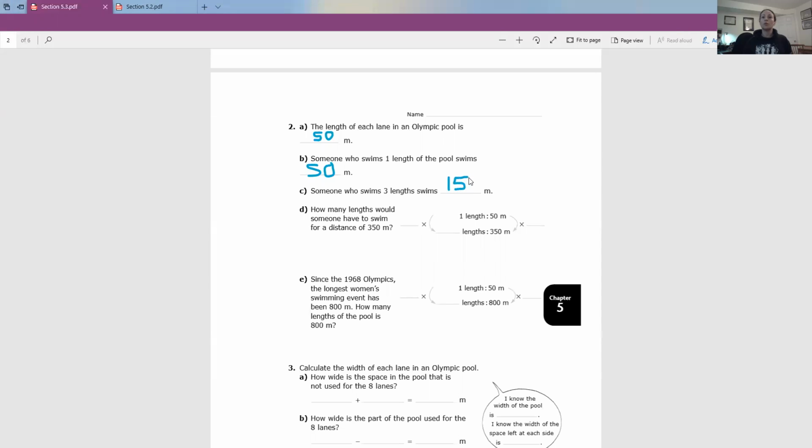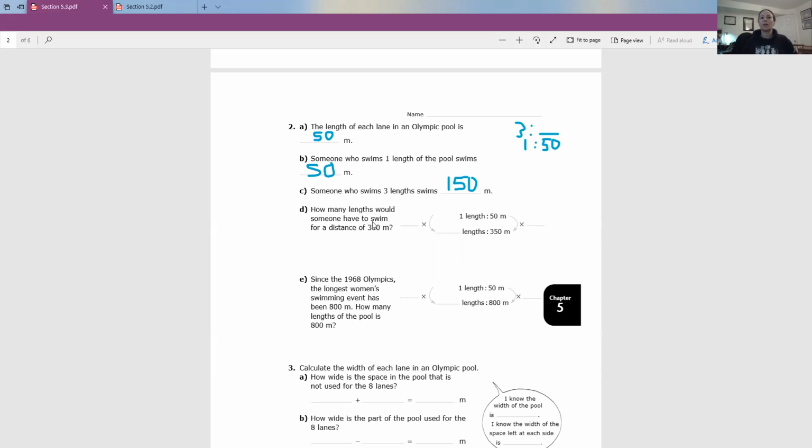Okay, you could also write that as a ratio, right? If 1 to 50 is our ratio, how many times is 3? Okay, and you'd fill it in. Well, if I multiply 1 by 3 to get to 3, then 50 times 3 to get to 150. So that's how we get here.